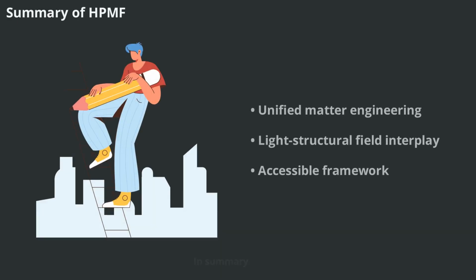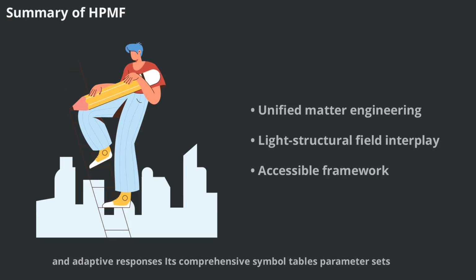In summary, the Hartman Polaritonic Matter Framework provides a unified, versatile platform for engineering new forms of matter. By harnessing the interplay between light and structural fields, HPMF enables rapid phase transitions, programmable properties, and adaptive responses. Its comprehensive symbol tables, parameter sets, and visual language make it accessible to researchers and engineers alike.